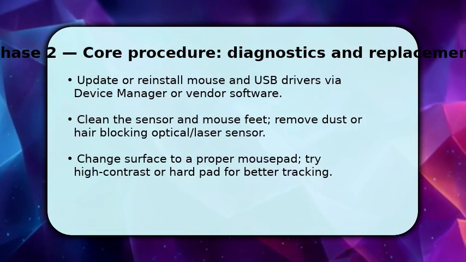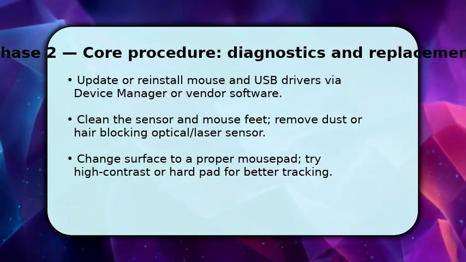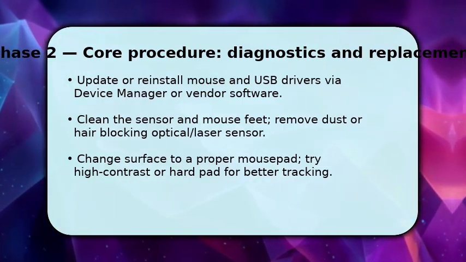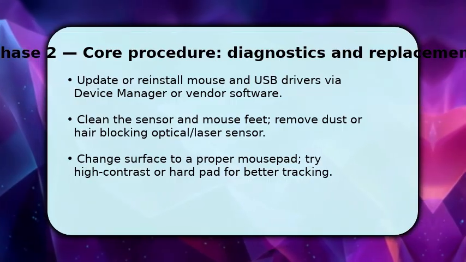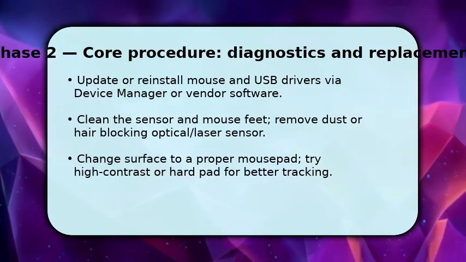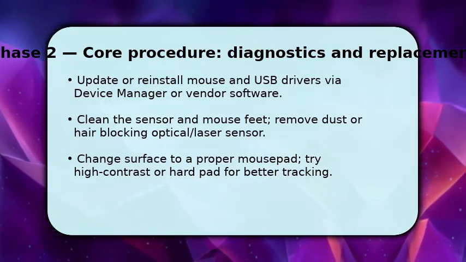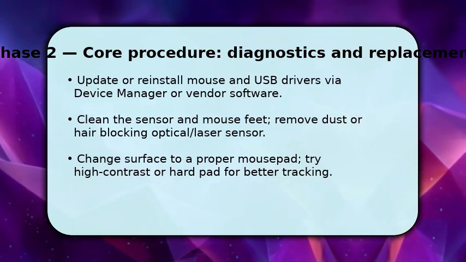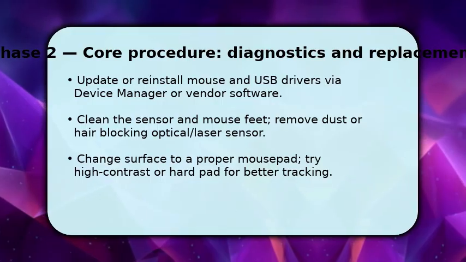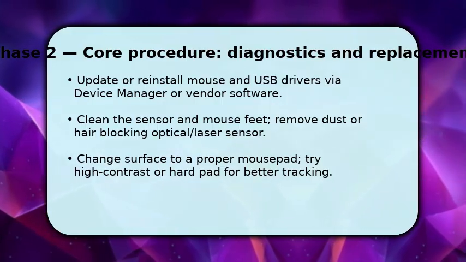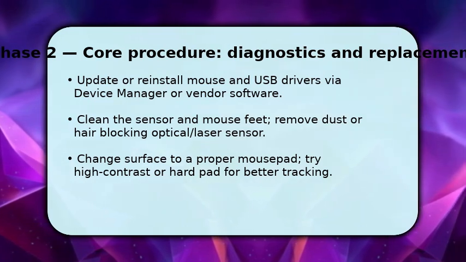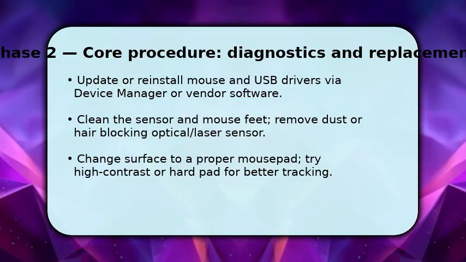Next, you address software and sensor issues that cause slow cursor movement. Update or reinstall the mouse and USB drivers using Device Manager or the manufacturer's utility. This resolves driver conflicts and restores performance. Physically inspect and clean the optical or laser sensor and mouse feet. Use compressed air or a soft brush to remove debris. Switch the tracking surface to a proper mousepad or a high-contrast hard surface, since surface type directly affects sensor accuracy and speed.